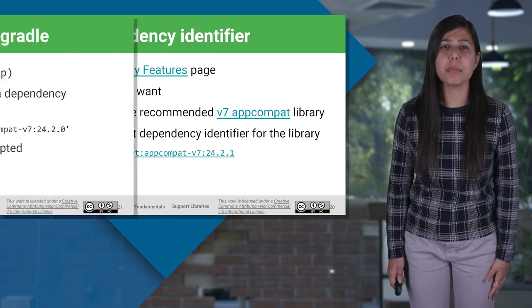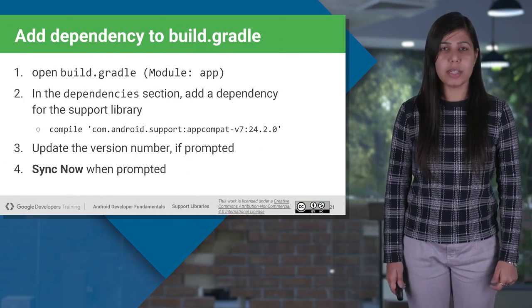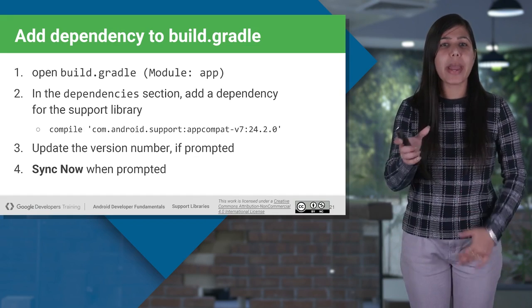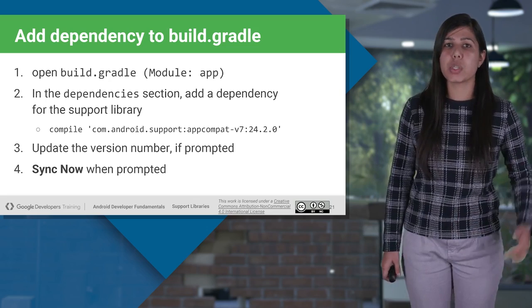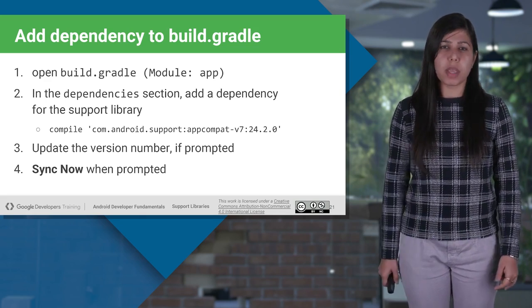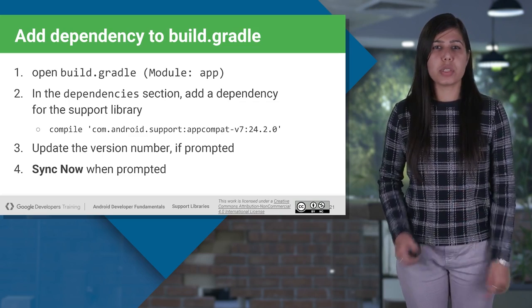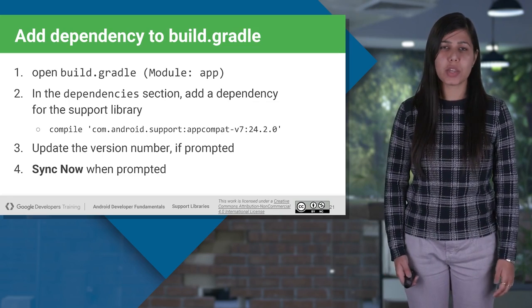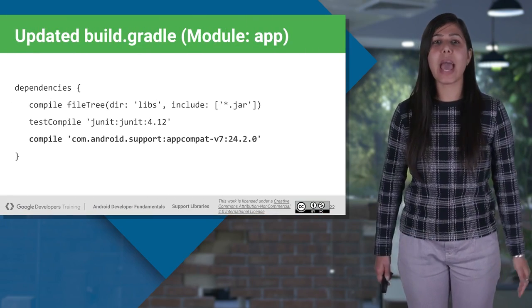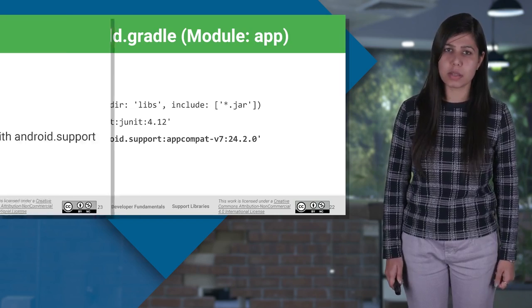Let's see how we can put it. Open up your build.gradle for your mobile app, and inside the dependencies section, you need to add this line, which will provide you support for either the v7 package or the v4 package. And update the revision version, and now you need to sync your Gradle project. So this is how it will be added inside your dependencies.